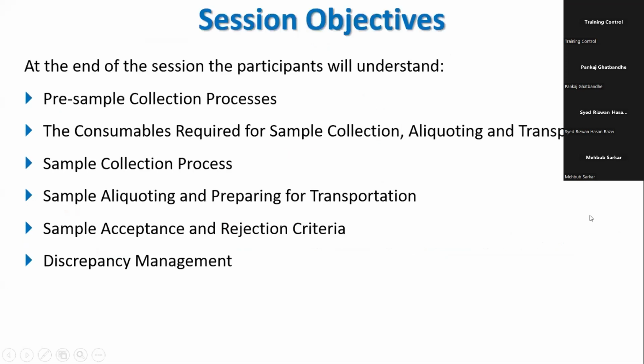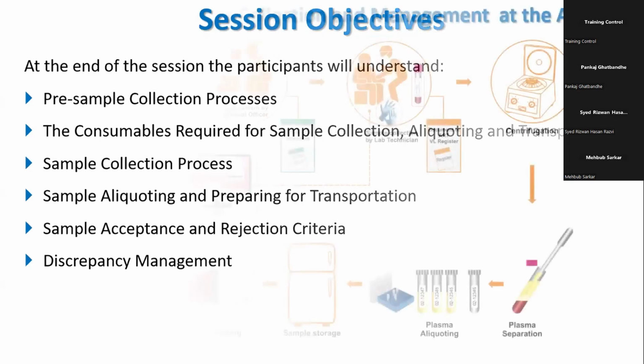The main objectives of this session are: what is the pre-sample collection process, and then how do you process the sample? What is the collection process? How do you allocate it, transport it, and what is the acceptance and rejection criteria for HIV viral load testing? And then if there is any discrepancy, how do you manage the discrepancy?